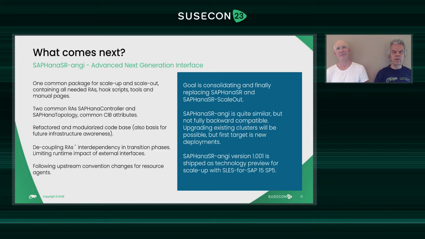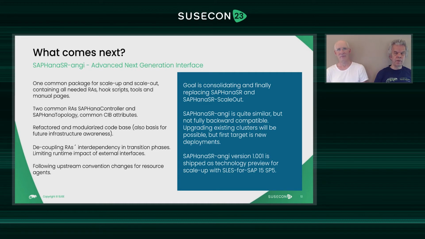Yeah, thank you, Lars. So what comes next? The next step will be SAP HANA SR NG, for next generation interface. One thing we want to address with that is getting a common package for scale up and scale out, containing all needed resource agents for all scenarios we have so far, including the hook scripts, so that you can directly integrate them. It also includes the tools to monitor the cluster and have a look at it, and the manual pages, which give you direct information about how to use commands and how to do maintenance procedures.